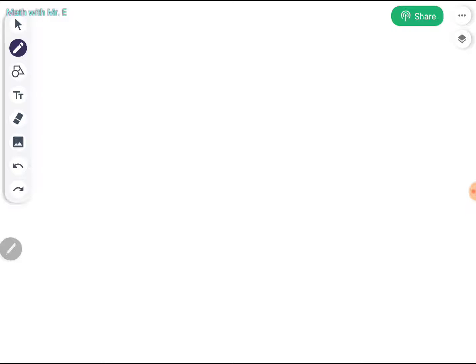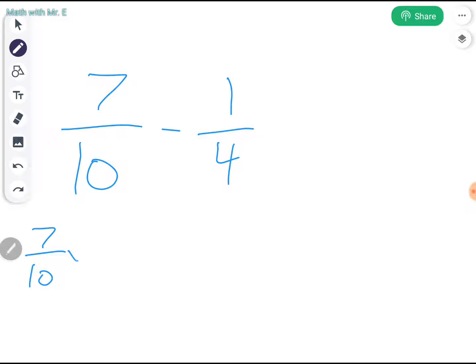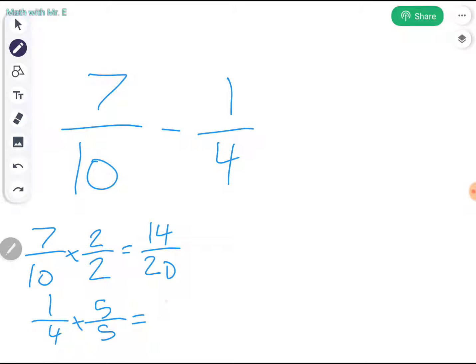Okay, let's do 7/10 minus 1/4. Alright, so in order to do that one, we need to, again, find our least common denominator, which in this case will be 20. So we'll take 7/10, multiply numerator and denominator by 2 to get 14/20. We'll take 1/4, multiply by 5, and we get 5/20.